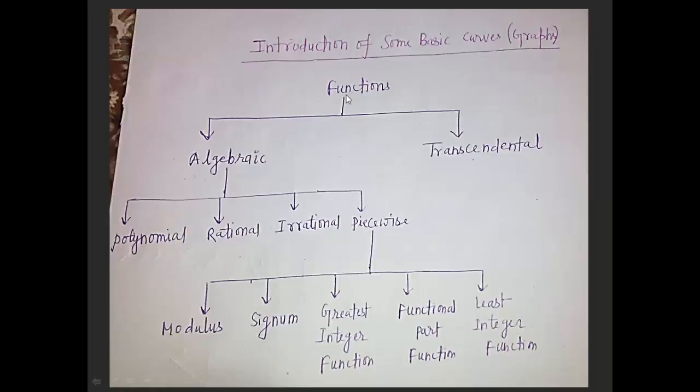So here you can see that the function can be divided into two parts, algebraic and transcendental function. Algebraic function can be further subdivided into polynomial function, rational function, irrational function and piecewise function. Piecewise function may be further subdivided into modulus function, signum function, greatest integer function, fractional part function. Here I have written wrong. Here it will be a fractional part function and the last one is a least integer function. Please correct here, fractional part function.